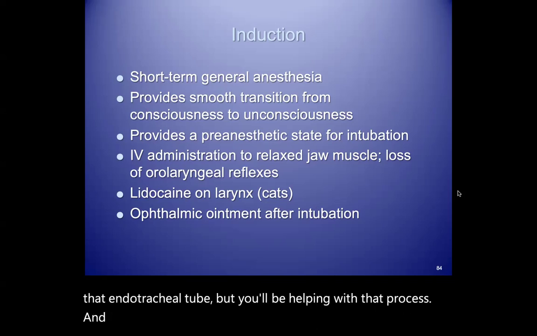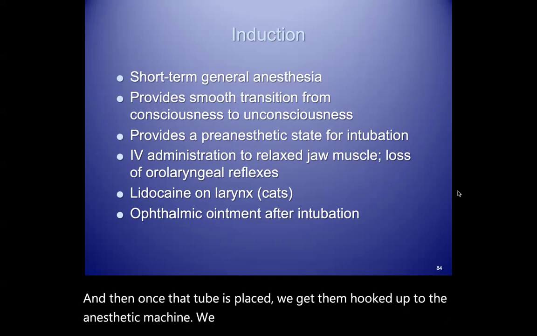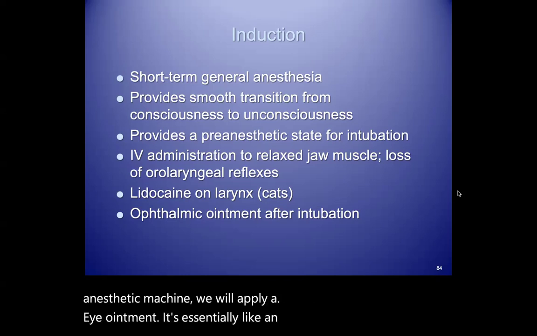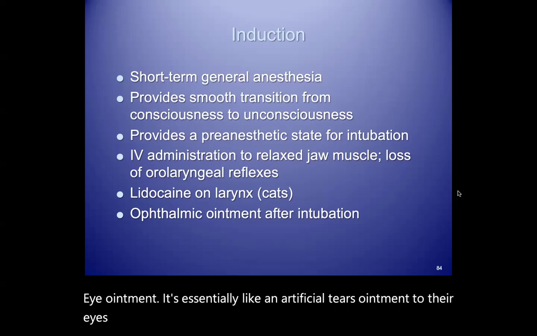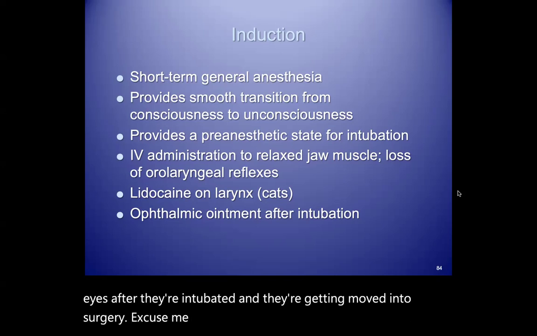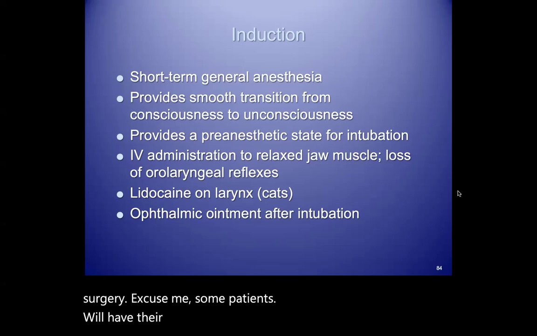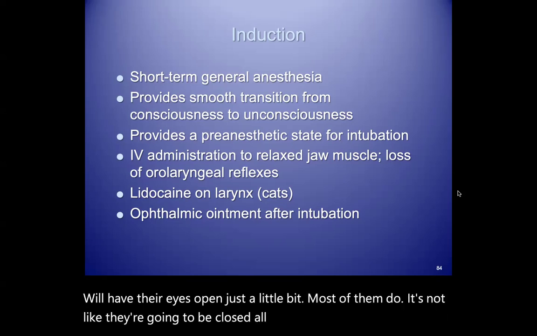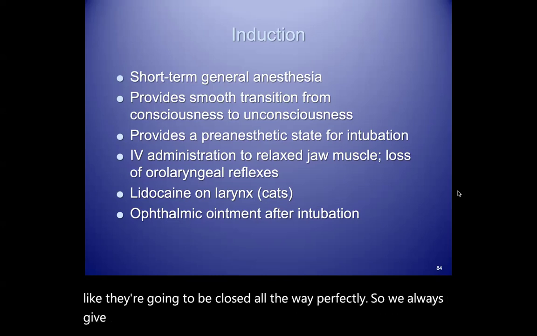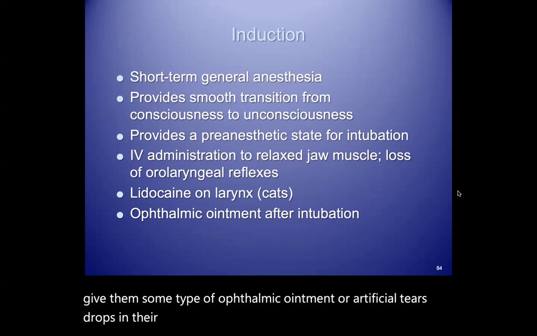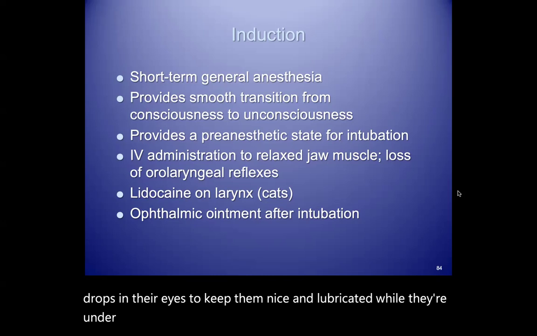And then once that tube is placed, we get them hooked up to the anesthetic machine. We will apply an eye ointment. It's essentially like an artificial tears ointment to their eyes after they're intubated and they're getting moved into surgery. Some patients will have their eyes open just a little bit. Most of them do. It's not like they're going to be closed all the way perfectly. So we always give them some type of ophthalmic ointment or artificial tears drops in their eyes to keep them nice and lubricated while they're under anesthesia. And you may have to do it multiple times, especially if the surgery is multiple hours long.